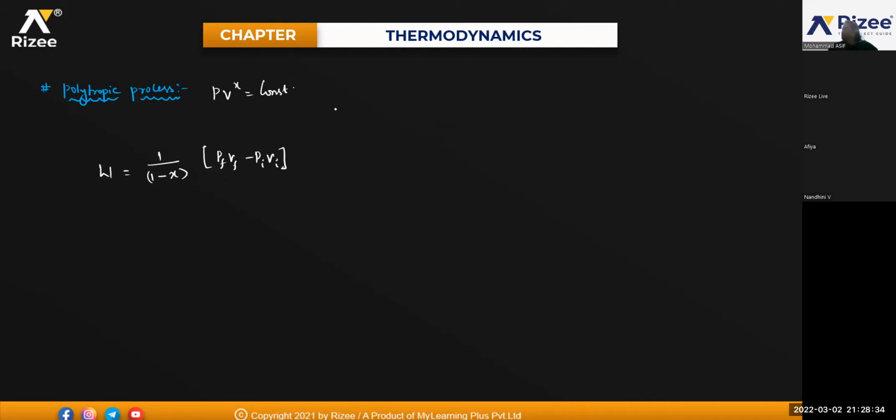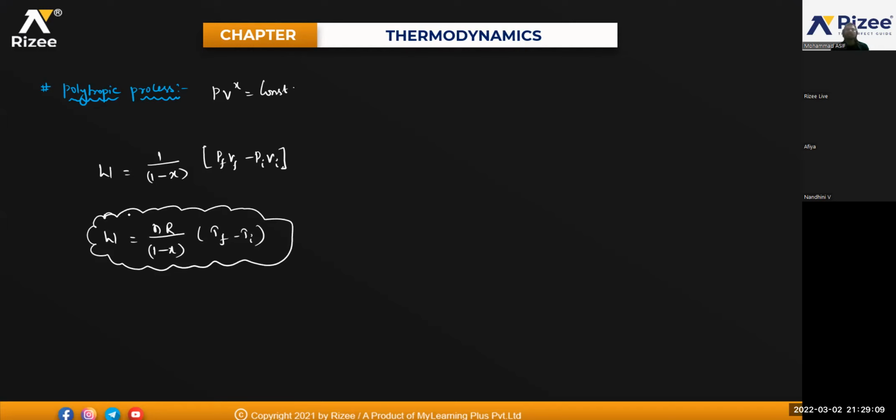Clear, beta? For polytropic process, PV to the power of x is equal to constant. Work done is calculated with the formula W is equal to 1 by 1 minus x, P final V final minus P initial V initial. Or else I can write this as, since PV is equal to nRT, W is equal to nR divided by 1 minus x in terms of temperature, if I'm writing T final minus T initial. So this will be the direct relation for work done. Very important for the NEET examination. For the polytropic process, PV to the power of some x will be equal to constant. Clear?